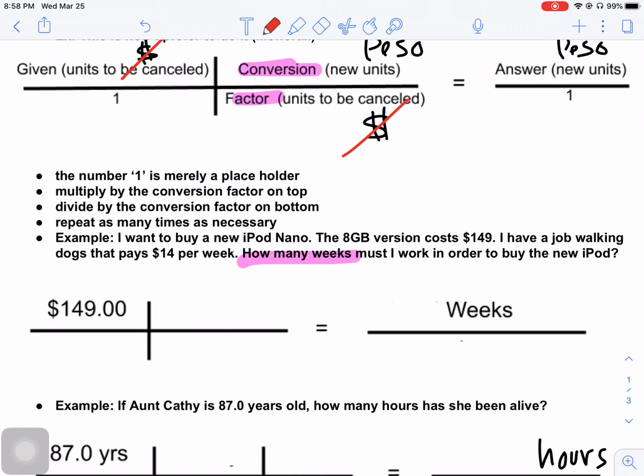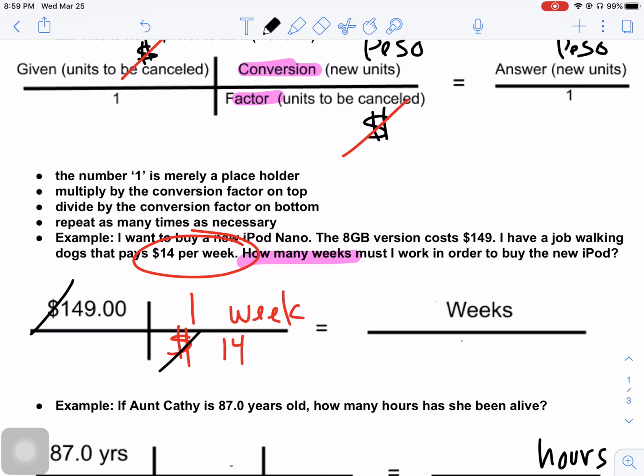Now, my conversion factor is right here, $14 per 1 week. So we want to cancel out the dollars. We're going to put the dollars on the bottom. We want to convert to weeks, so we're going to put the weeks on the top. And we know that it's $14 for 1 week. Now this is where we get our calculators out, okay? Oh, before we do that, let's show unit cancellation. Dollars on the top cancels out dollars on the bottom, okay? That's important that you always put the unit to be canceled opposite.